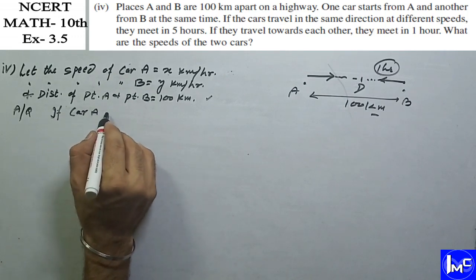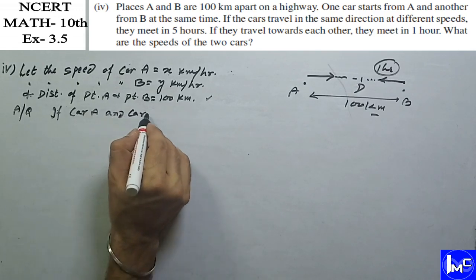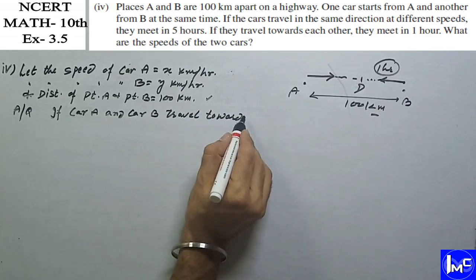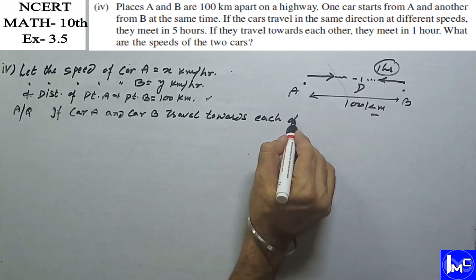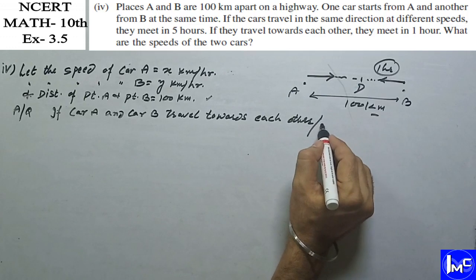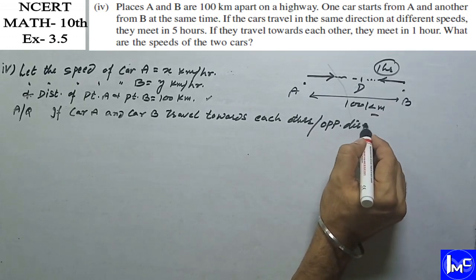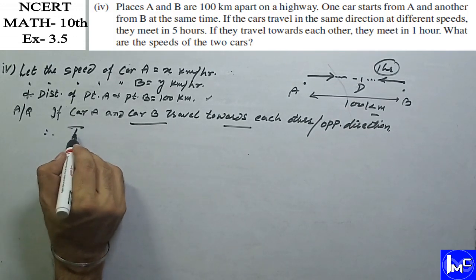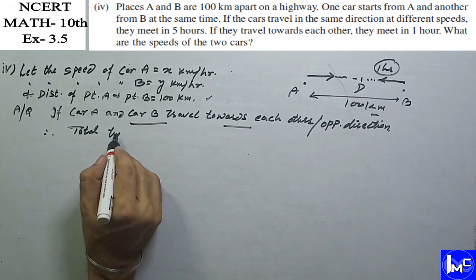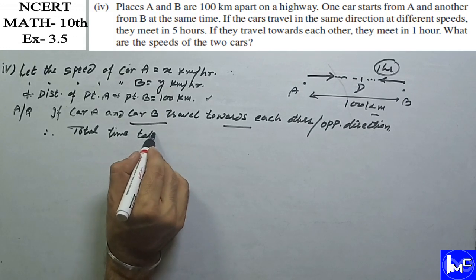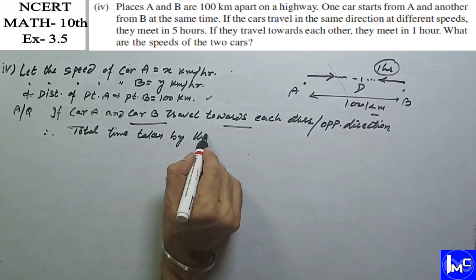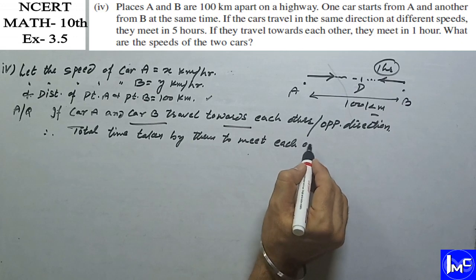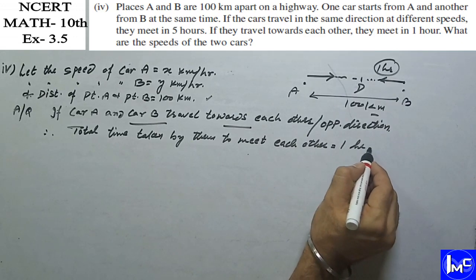So the second condition is, if car A and car B travel towards each other, or in opposite directions, the total time taken by them to meet each other is equal to 1 hour.